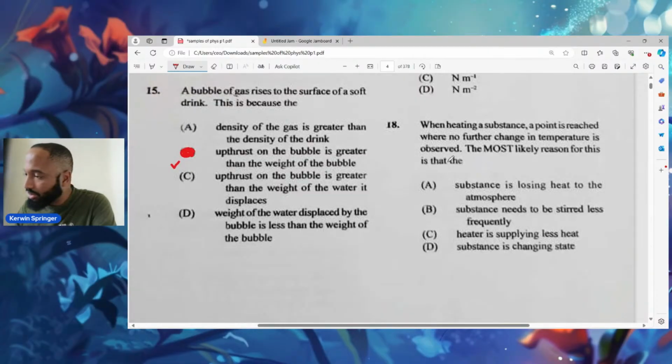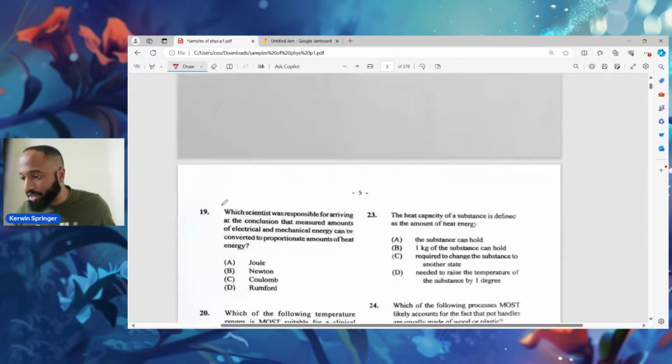Zia Zara. When heating a substance, a point is reached where no further change in temperature is observed. The most likely reason for this is the substance is losing heat to the atmosphere. Substance needs to be stirred. Heater is supplying less heat. Substance is changing state. So this is where we get the latent heat of vaporization, latent heat of freezing, of melting. So heat is being supplied to break bonds and to change state.